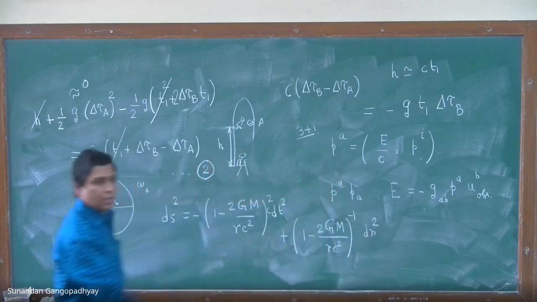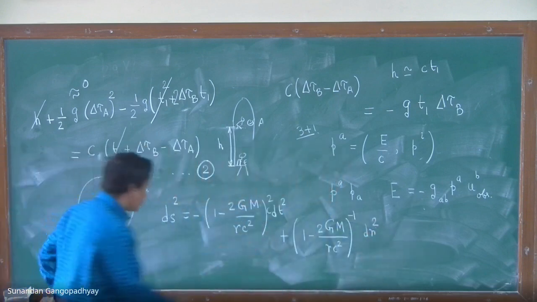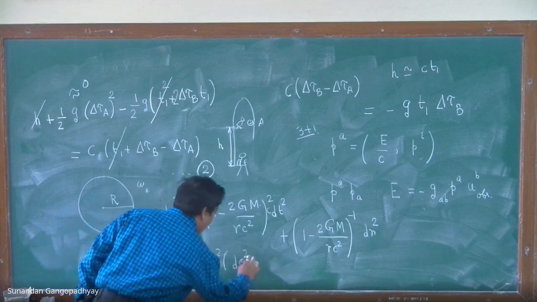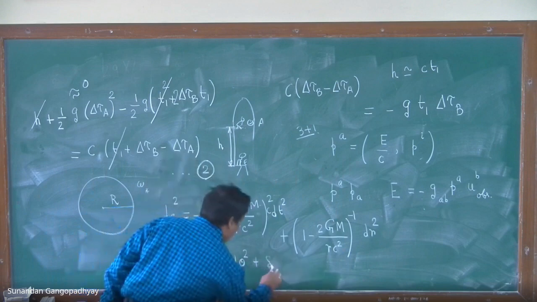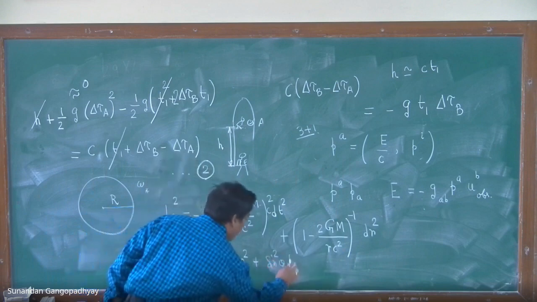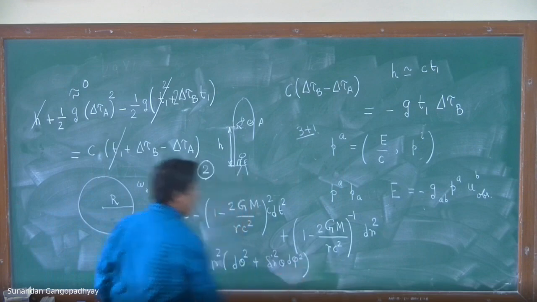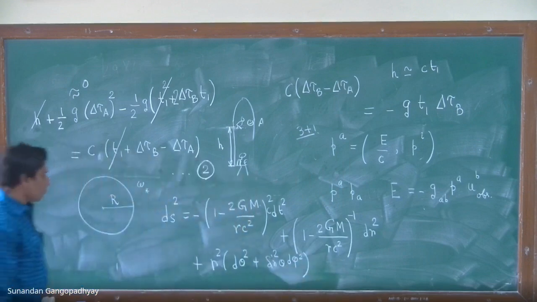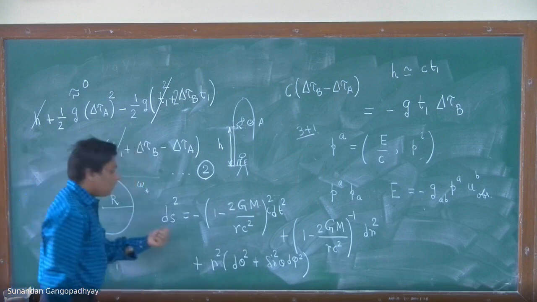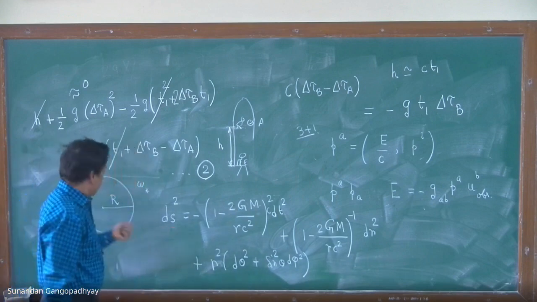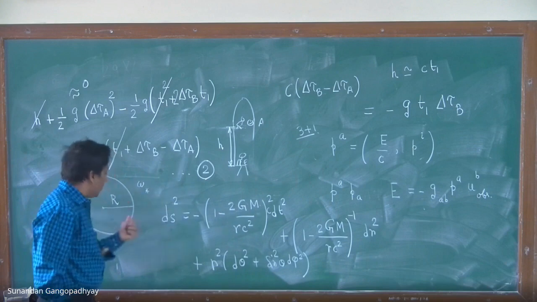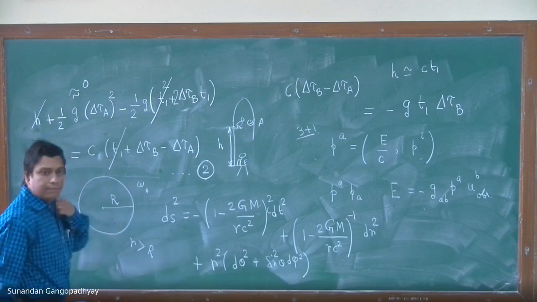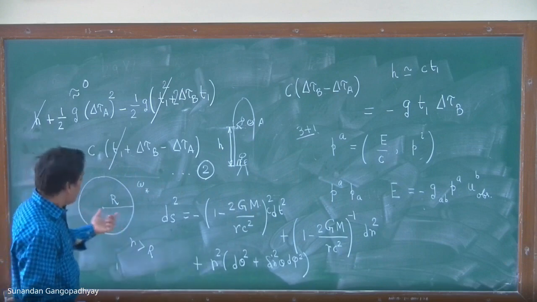Let's forget about the other two coordinates. Write it down. The metric, this is the line element outside, for r greater than R. This is a line element outside this star.